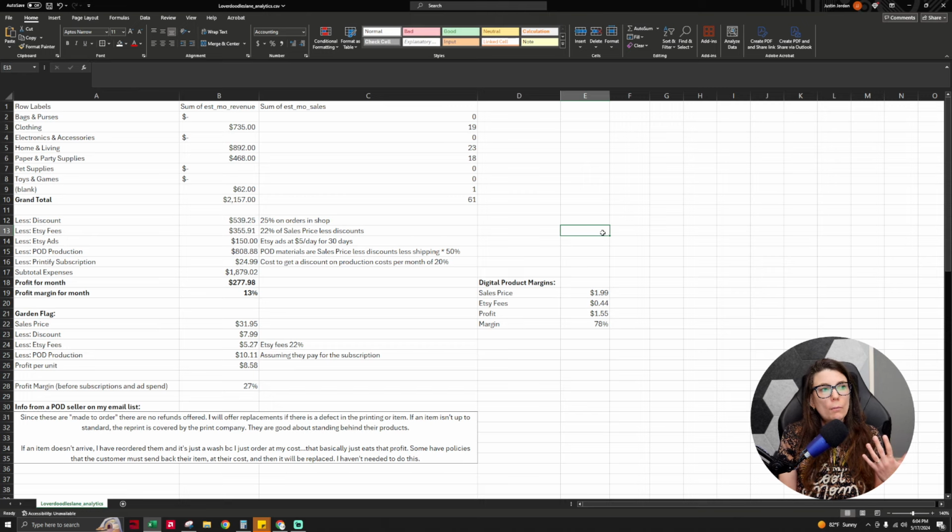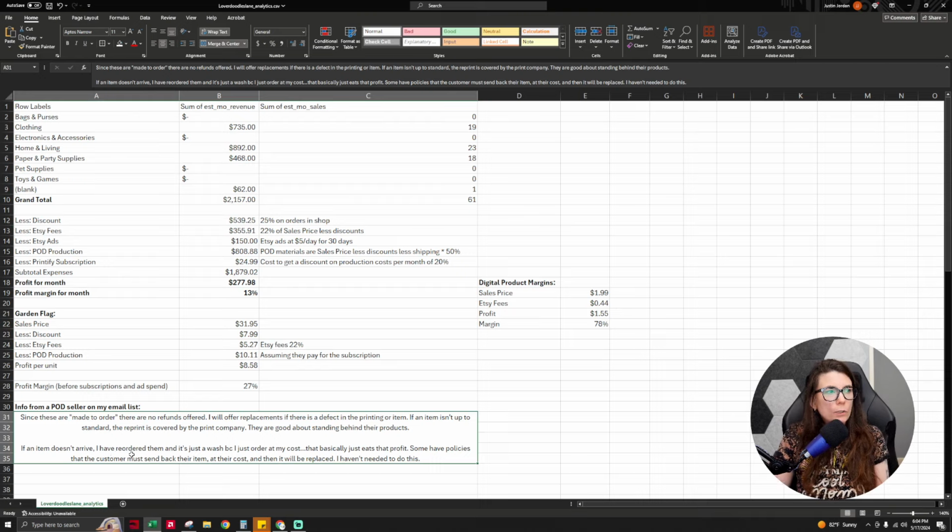Also, if someone didn't like the product, I might have to eat the cost of replacing it. Also, if it gets lost in shipping, I have to eat the cost of replacing it, things like that. And someone who is a reader of mine, on my email list, told me more about their experience with print on demand. And I asked her, do you offer refunds? Like, someone doesn't like it, can they refund it?